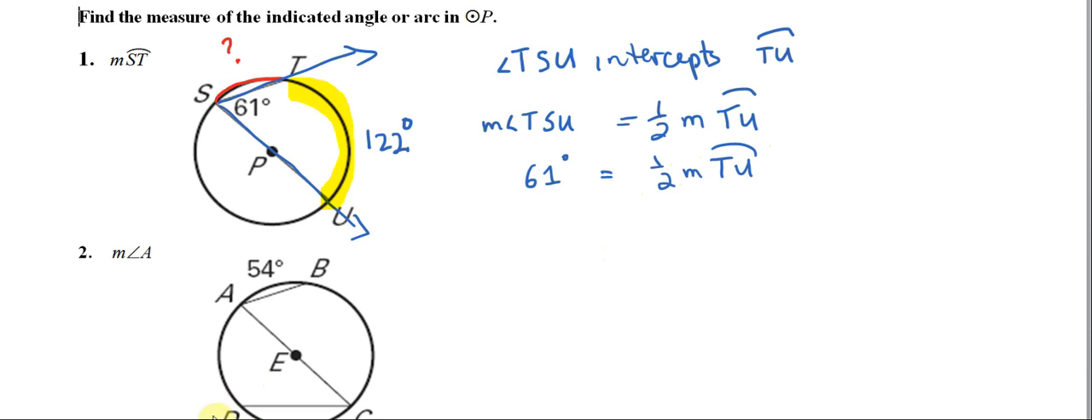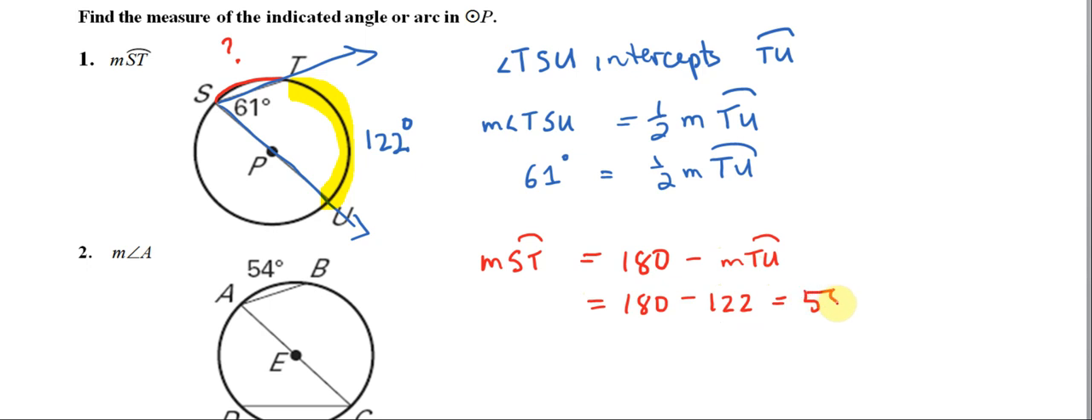Now, if this arc right here is 122 degrees, and you notice that P is the center of the circle, so arc SU is 180 degrees. What that means is that the arc we're looking for, the measure of arc ST, has to be equal to 180 minus the measure of arc TU. So 180 minus 122 gives us 58 degrees.